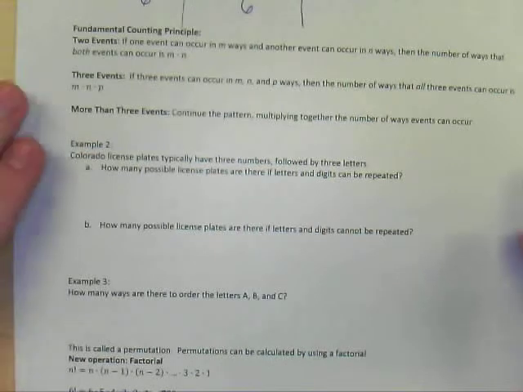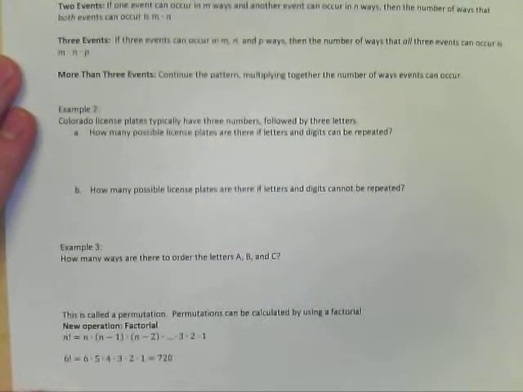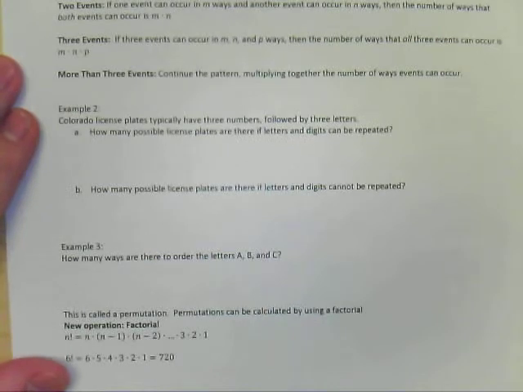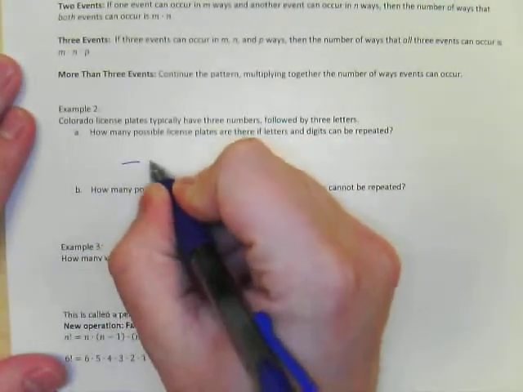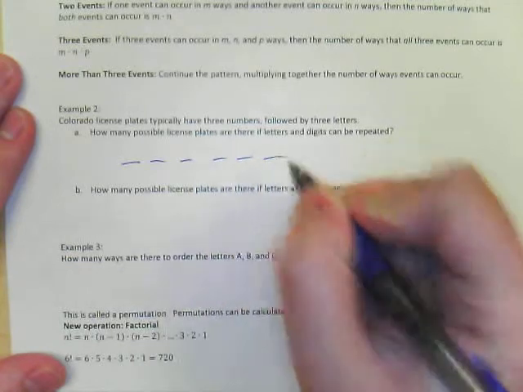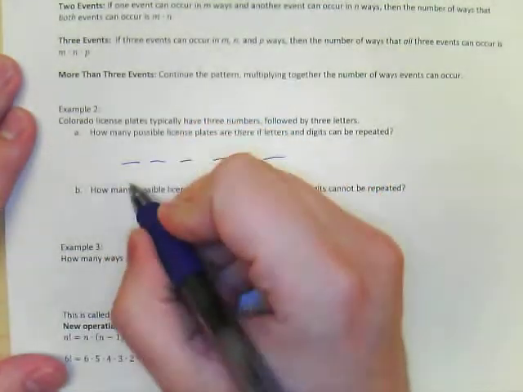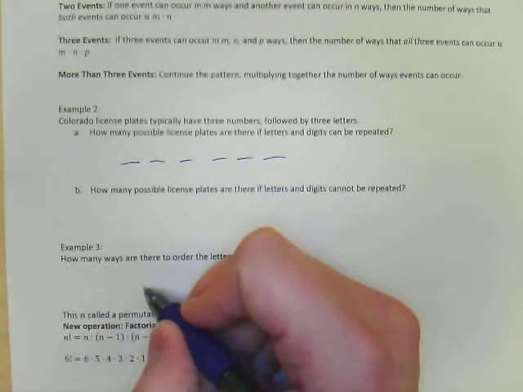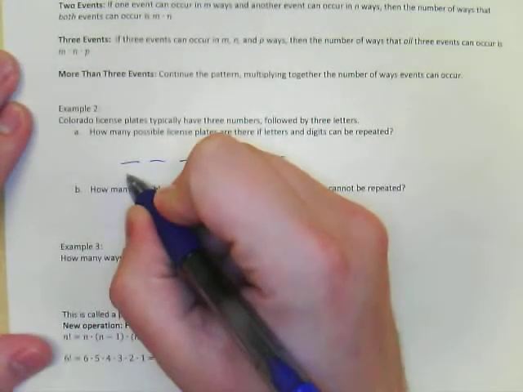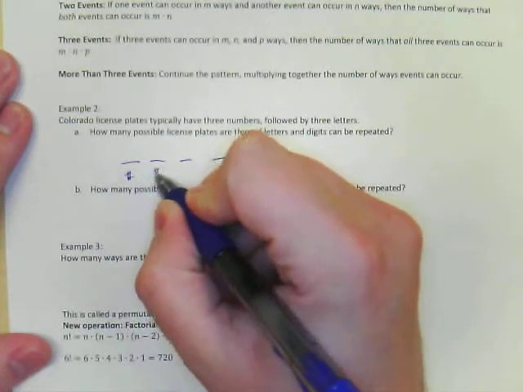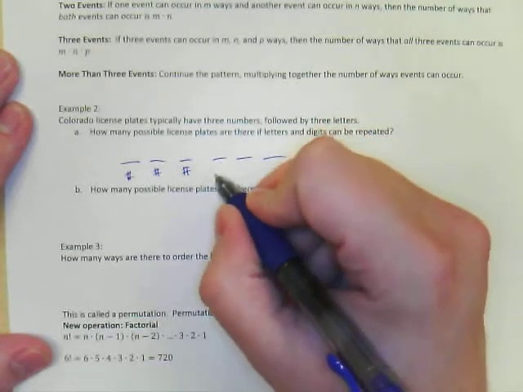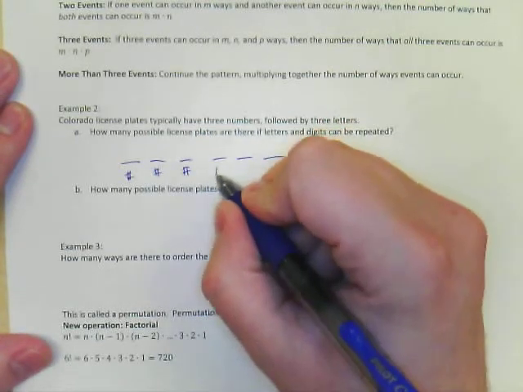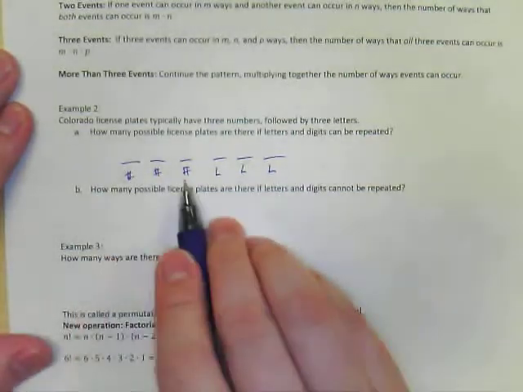Okay, let's look at example 2. Colorado license plates typically have 3 numbers followed by 3 letters. How many possible license plates are there if the letters and digits can be repeated? Okay, so we've got 6 spots: 1, 2, 3, 4, 5, 6. So it's usually 3 numbers, and there's 10 digits that we use, 1 through 9, and then 0. So we've got a number for this one, number for this one, number for this one. And then for the letters, well, there's 26 letters in the alphabet. So I'll say L for letter. So we've got 3 numbers, 3 letters.